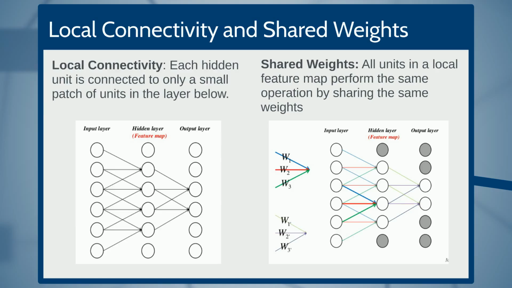So, local connectivity and shared weights. Local connectivity, simply, we're not connected to every single input. We're only connected to a few of them. And then the shared weights, we're going to maintain our weights so that we can extract the same features from different parts of the image.